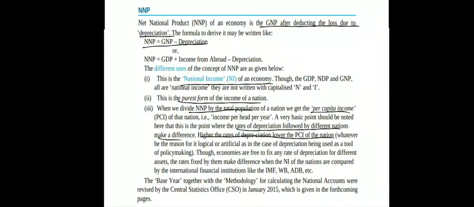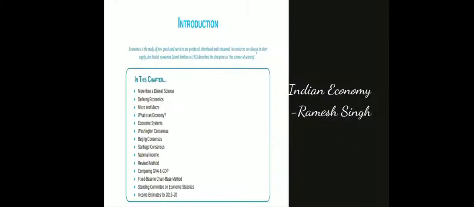Let's quickly look through their uses also. This is the actual national income of an economy. Also, this is the purest form of the income. Why? Because when we see this net national product and divide this value by the total population, we get the per capita income of that nation. However, this can differ because the rates of depreciation followed by different nations make a difference to the per capita income. Why? Because this depreciation value is different for different countries, and depreciation affects the value of NNP of a country. So these were the four factors of national income that we were talking of.